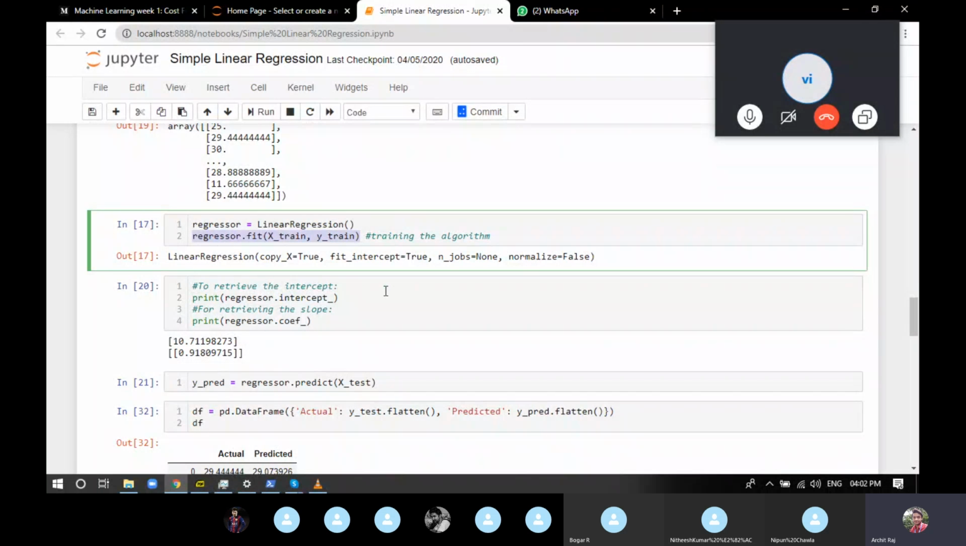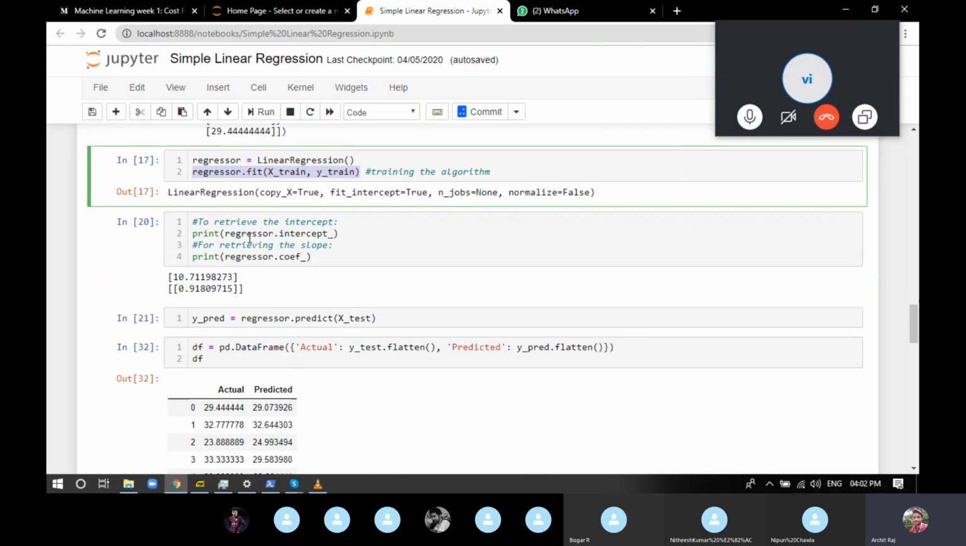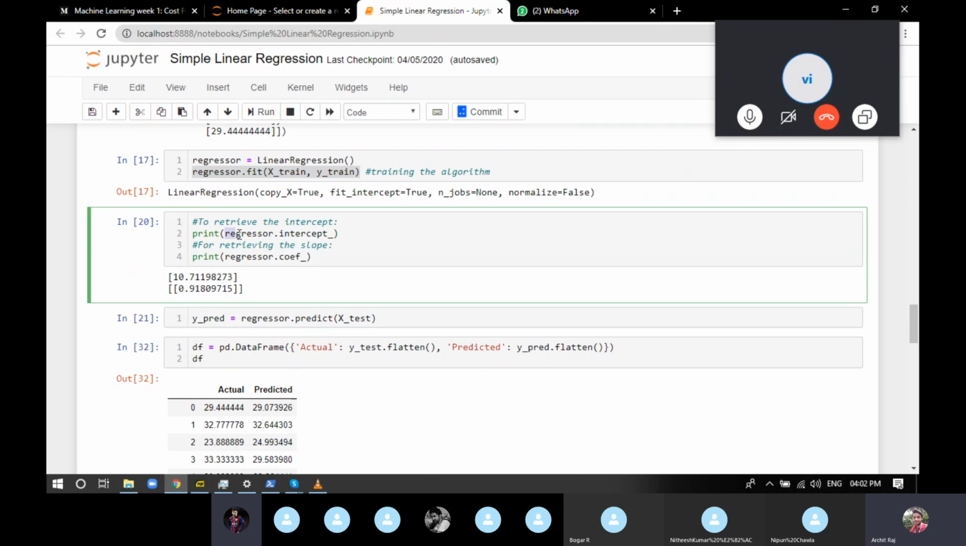Now, the answer of linear regression for a linear data set will be an intercept and a coefficient. Because y is equal to mx plus c, we want to know the answer of m and c that we got. Regressor.intercept_ will give you the intercept value, and regressor.coef_ will give you the coefficient value. Now we have the intercept and the coefficient.